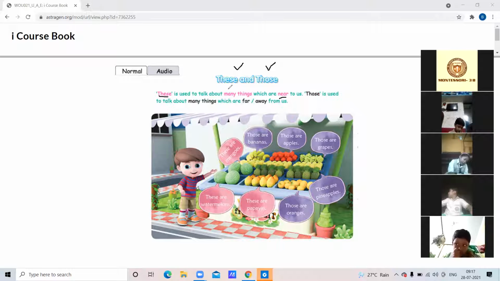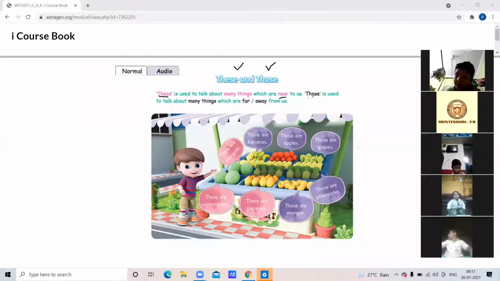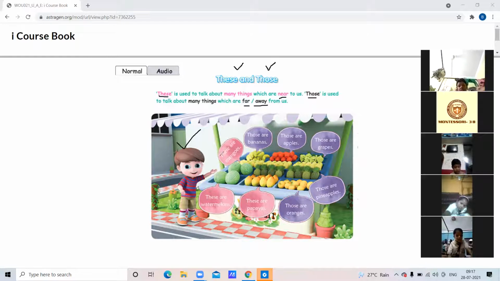Okay, so children, what is the use of these and those? These is used to talk about many things which are near to us. Means something which is near to us, we call it these. And those is used to talk about many things which are far or away from us. Here you can see a boy is standing, and he can see the bananas. Bananas are far away from him. So what will he say? He will say those are bananas.